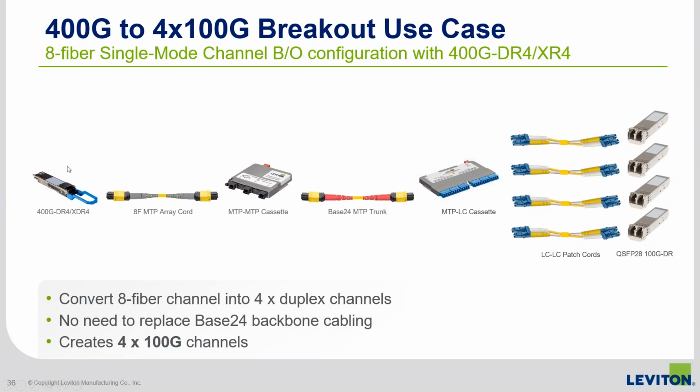So I'll walk through the channel. You'd have the 400 gig module on the end. You'd still have your 8 fiber array cord, breaking it out, maximizing 100% utilization of the fibers into your backbone cabling, and then you're breaking it out into LCs on the other side, which would plug into a QSFP28 100 gig transceiver. So again, using that same backbone cabling, do a breakout scenario on one end.